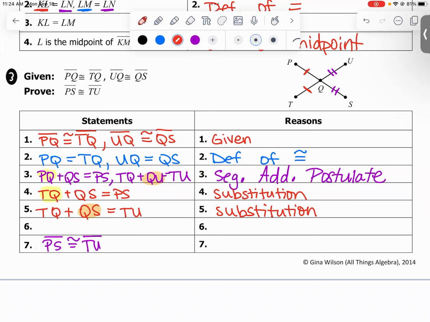Do you see something? What does it say? Everybody read it with me. So PS equals TU. That's so great. How do we know this? Right here. How did you know PS and TU were equal?